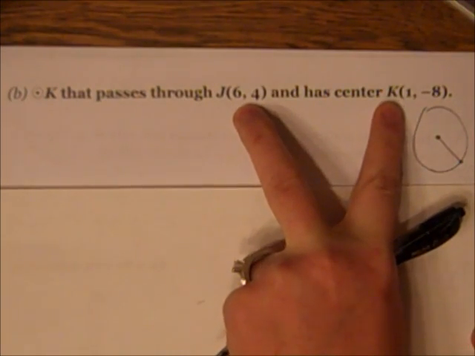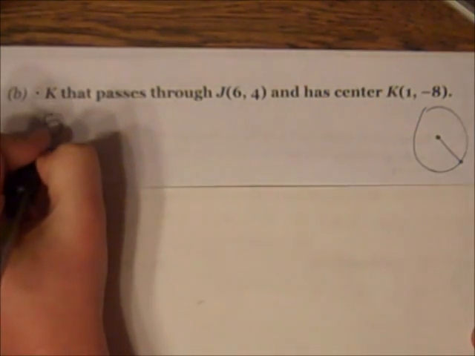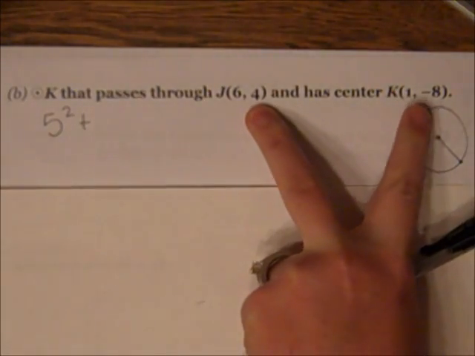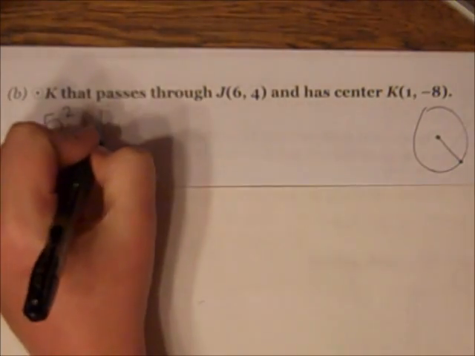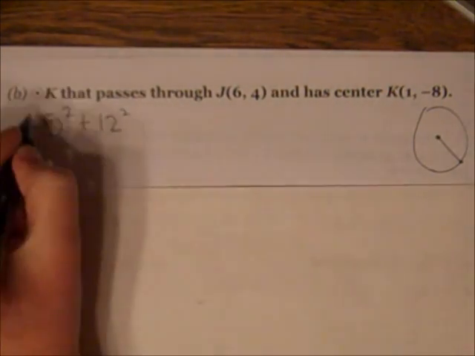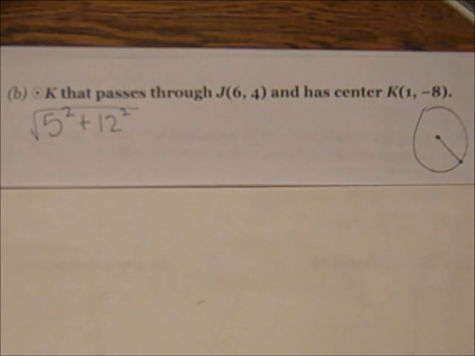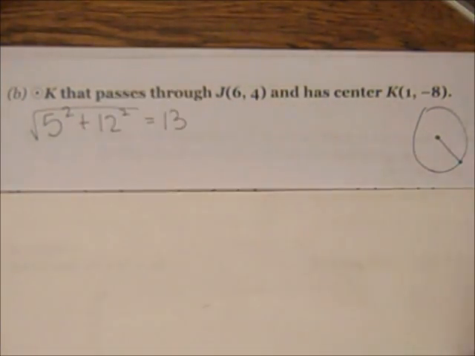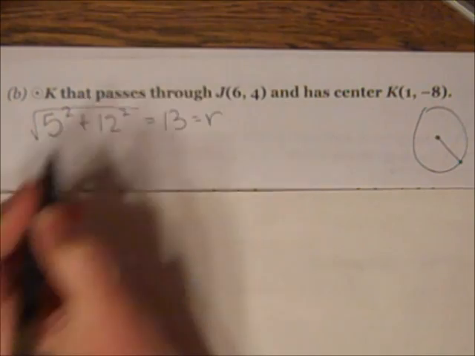Okay, so let's ask ourselves, how far is it between 6 and 1? Well, it's 5 places away, and then I square that. How far is it between 4 and -8? Well, that is 12 places away, and then I square that, and then I'm going to take the square root of the whole thing. Okay, so here we go. Well, that's a Pythagorean triple, 5, 12, 13. So the radius is going to be equal to 13.